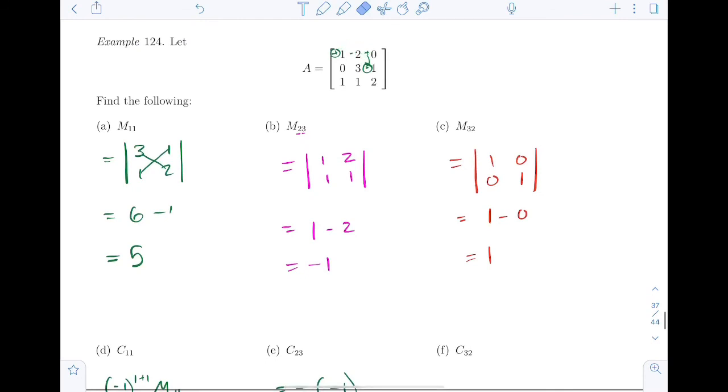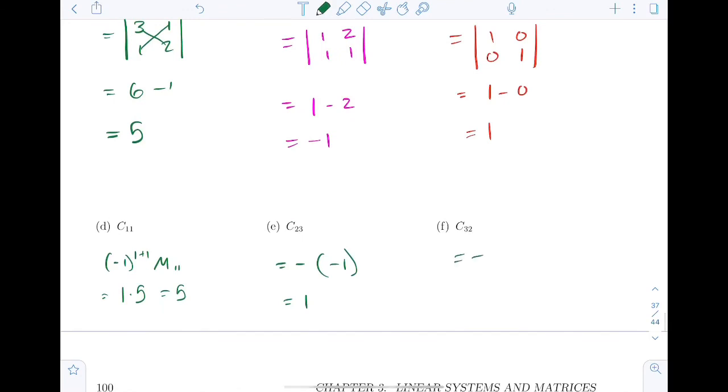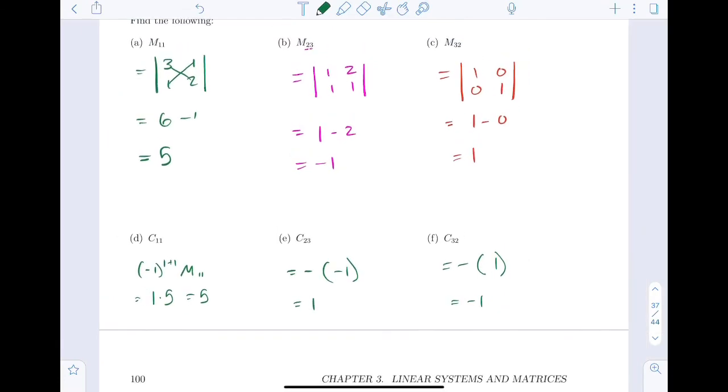Cofactor 3,2, what's that going to be? So plus, minus, plus, minus. Just sort of work your way to that entry. And that's negative, so that's going to be negative. The minor is 1, so that's negative 1.